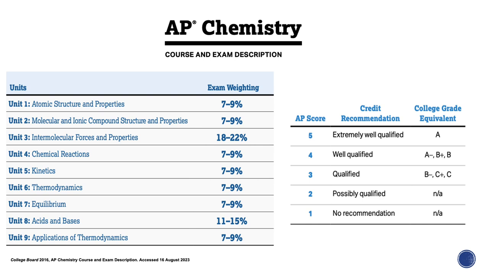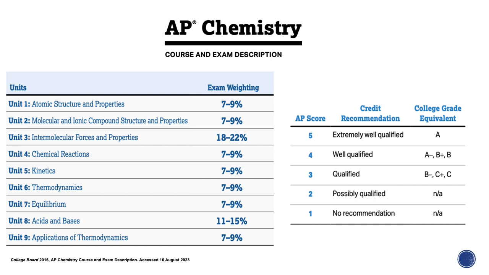This slide shows the 9 units in AP Chemistry and their weighting on the multiple choice section of the AP exam. 79% of the exam weight is on most of the units: Unit 1, Atomic Structure and Properties. Unit 2, Molecular and Ionic Compound Structure and Properties. Unit 4, Chemical Reactions. Unit 5, Kinetics. Unit 6, Thermodynamics. Unit 7, Equilibrium. Unit 9, Applications of Thermodynamics.